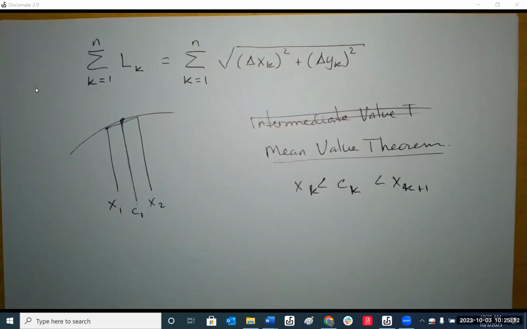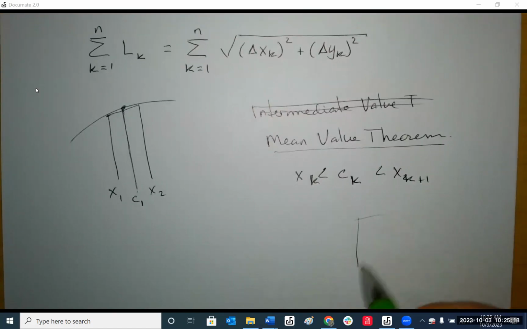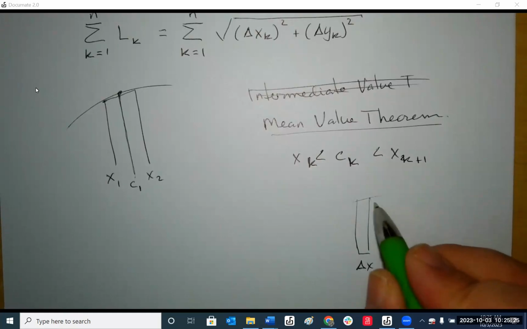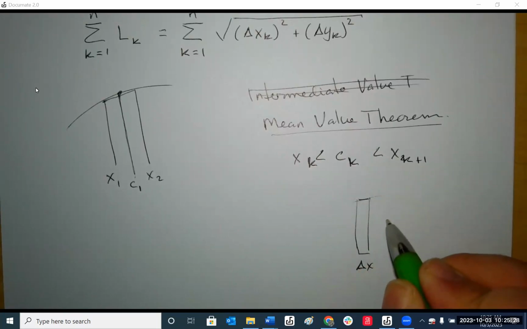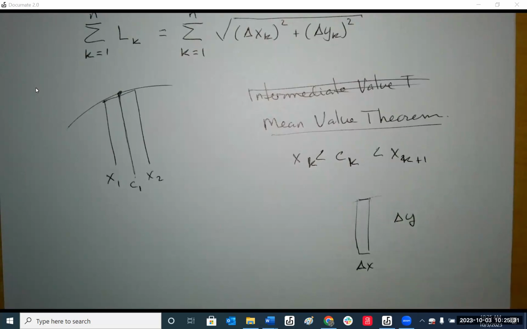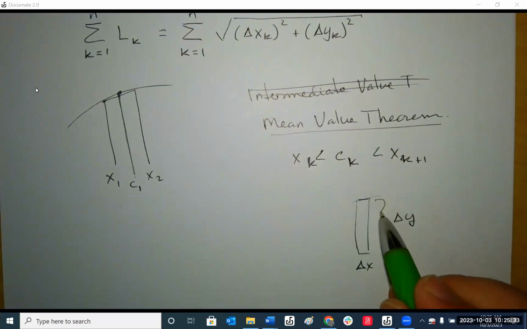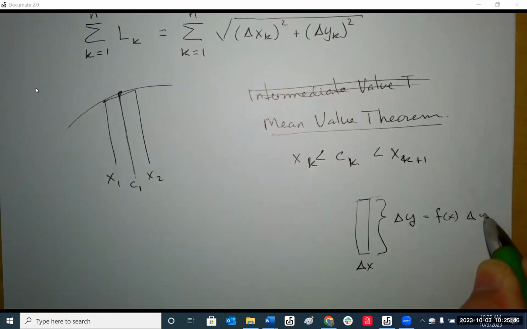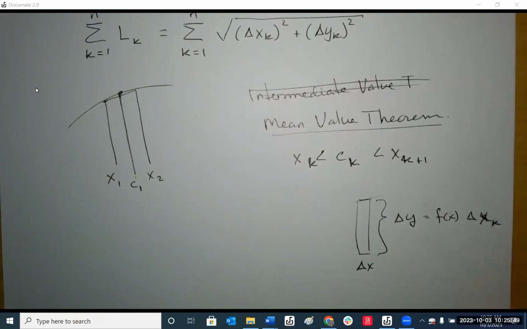But we figured out the delta x. That's not a problem. Remember, we have to find the area of these slivers. We have delta x. The problem is the delta y. How do we calculate the height? The height of the function comes from the function itself times your delta x sub k.